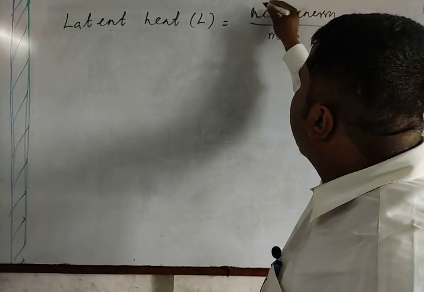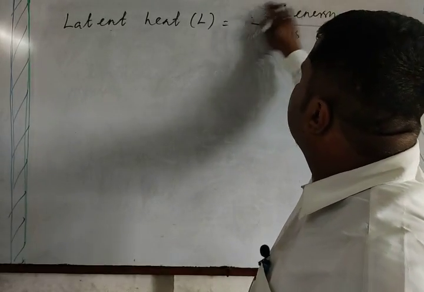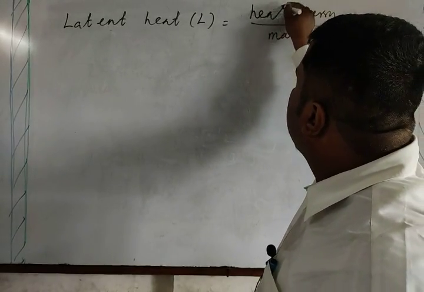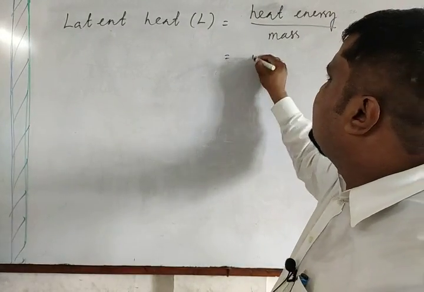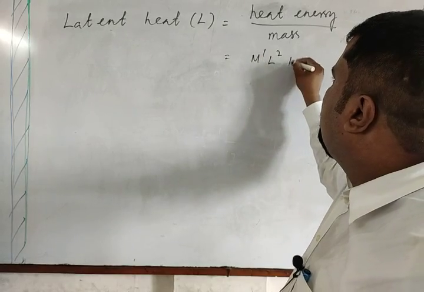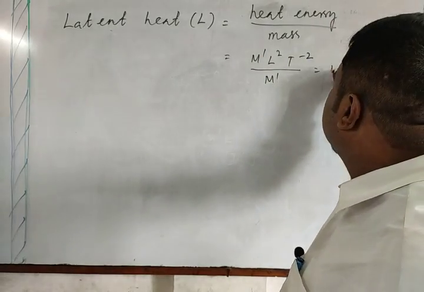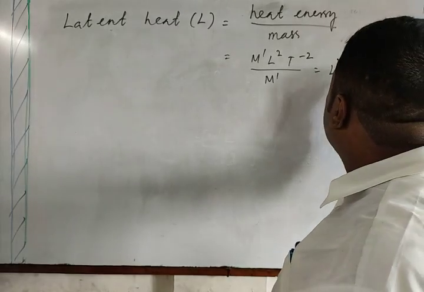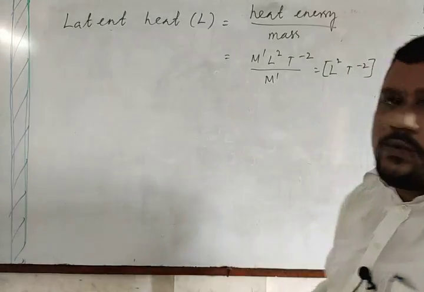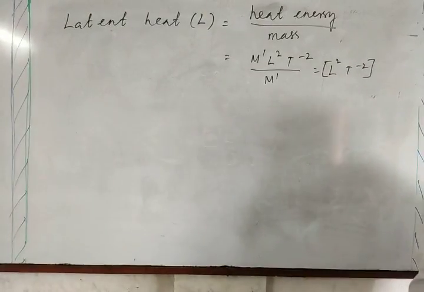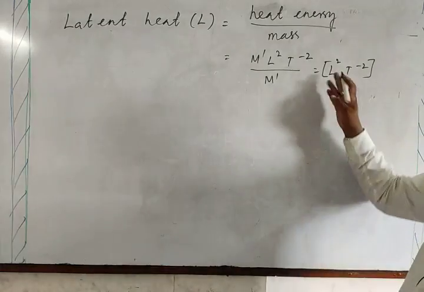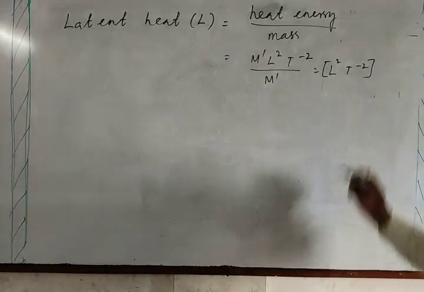Heat energy divided by mass of the body. So that is the formula for latent heat. Heat energy is M1 L2 T minus 2, that is the energy, divided by mass M1. So this is equal to M0 L2 T minus 2, or simply L2 T minus 2.